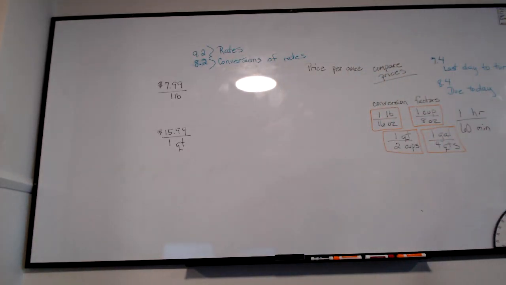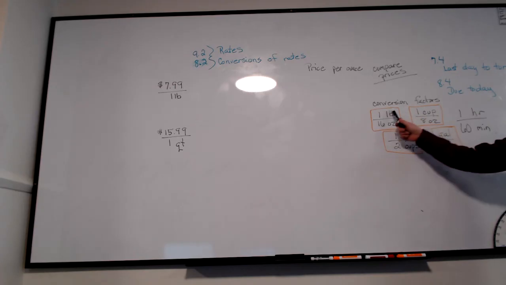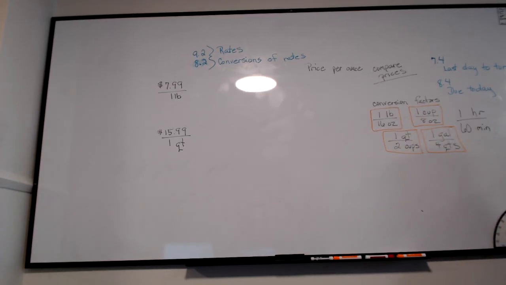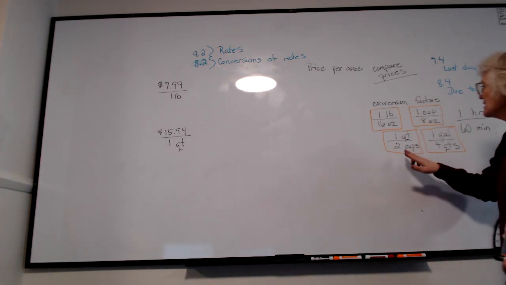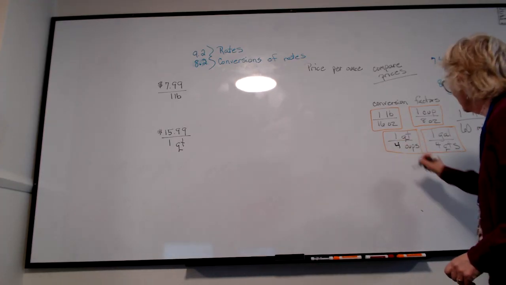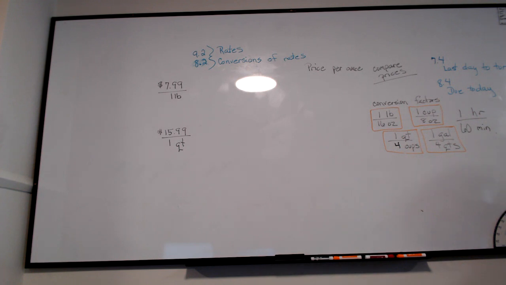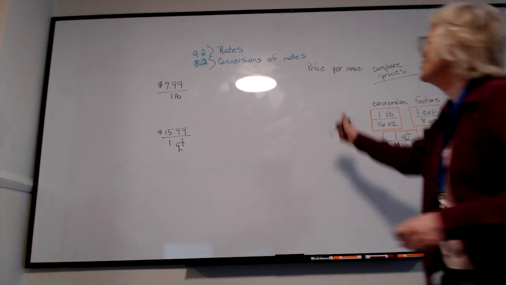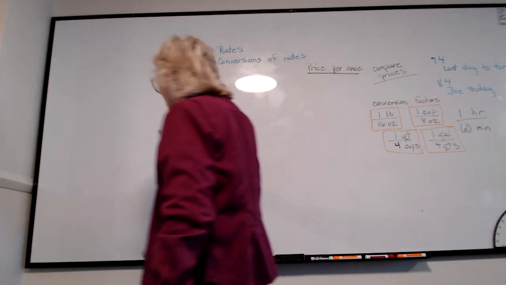Okay. I gave you some conversion things. 1 pound is the same as 16 ounces. Just a minute, let me explain first, okay? 1 cup is the same as 8 ounces. 1 quart is 4 cups. Okay. 1 gallon is 4 quarts. Those are all different ones. They can be flipped over. I want you to find the unit price per ounce for each of these.